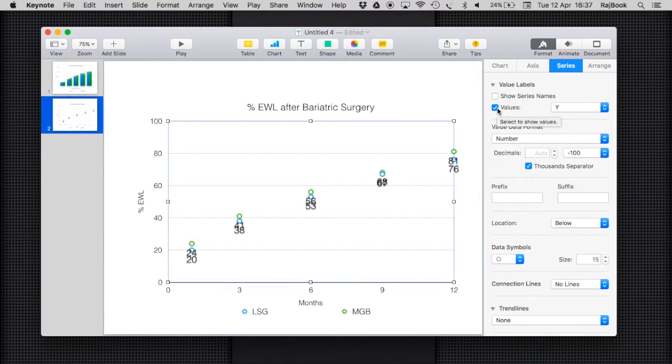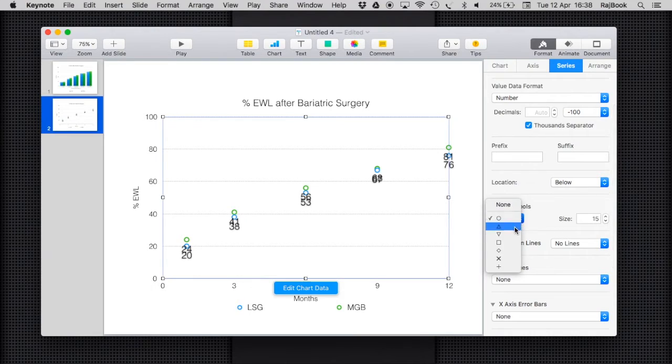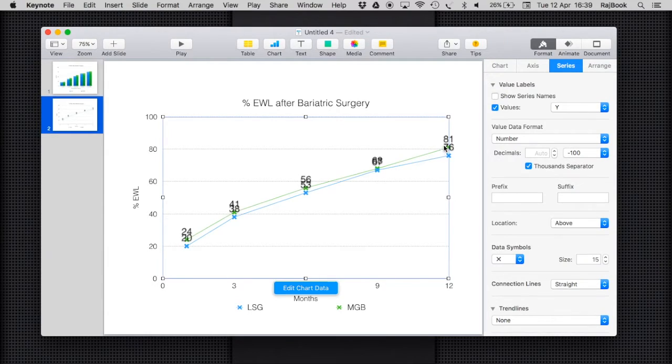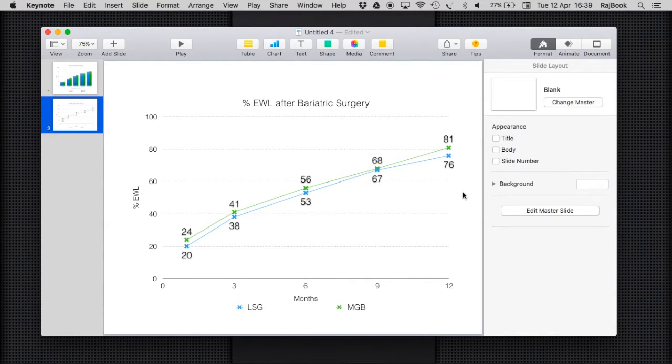And this data symbol, instead of a round, if it's an X, it will be much easier, and then I can go and connect them with the lines. Before that, I will try to take the top one above. So once you get the one procedure above and the other procedure below, we can have a comparison of both the procedures with their excess percentage. So do that. Once we do that, then you can go and color it.